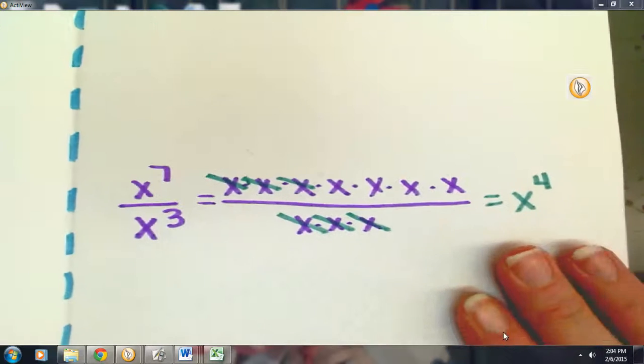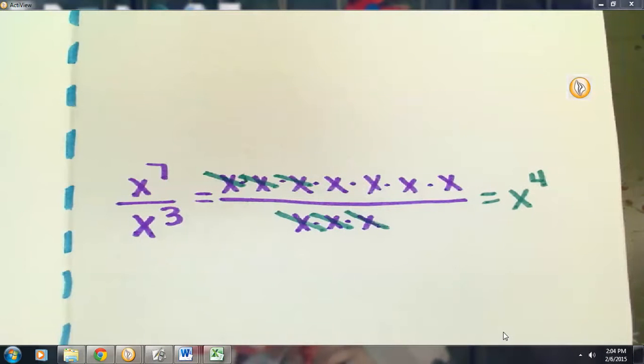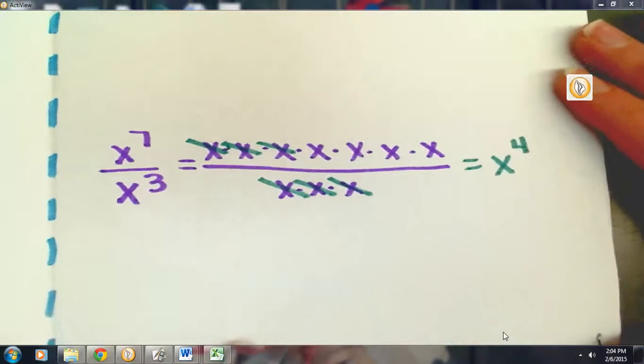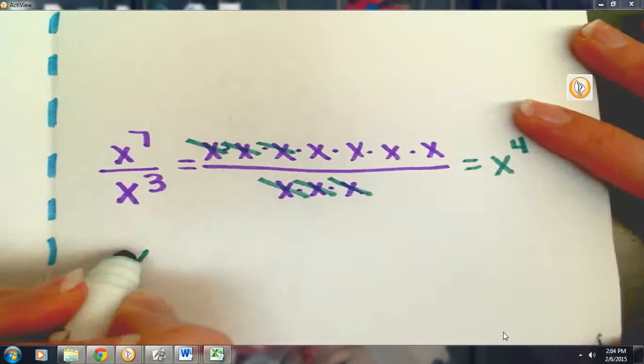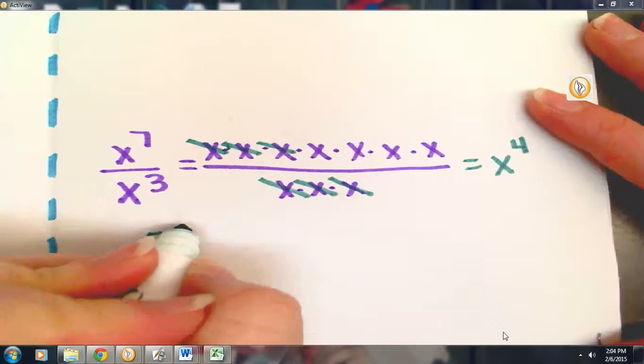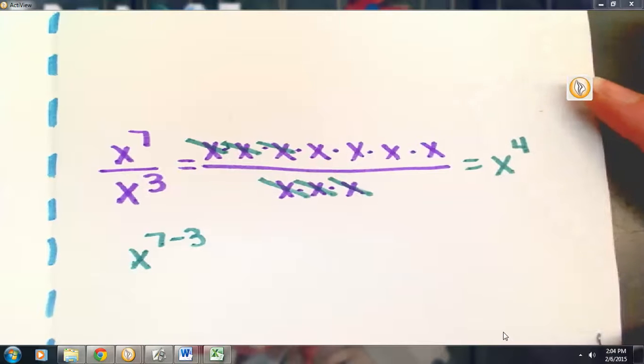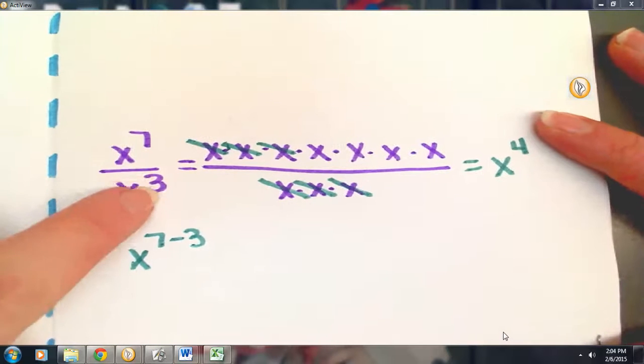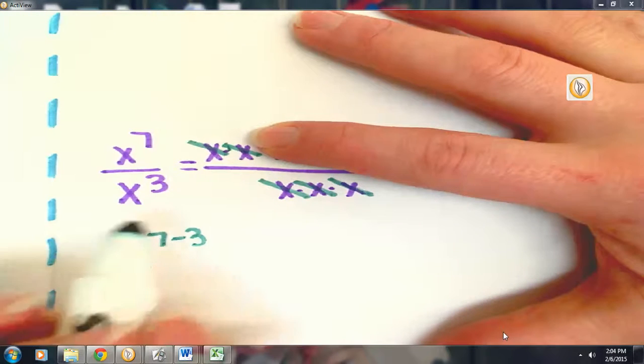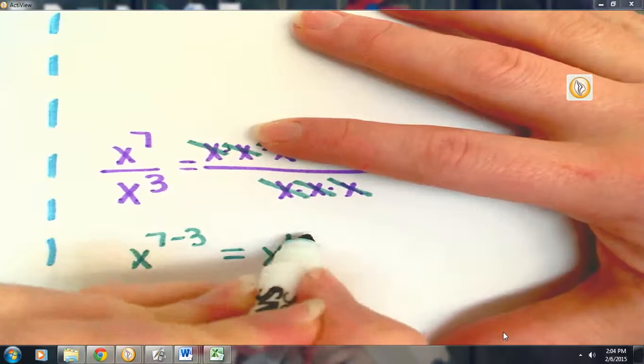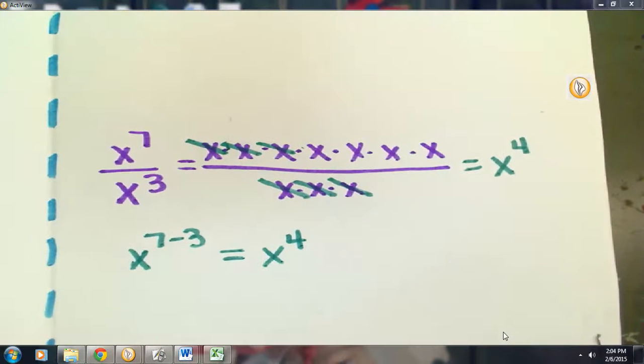What's my shortcut? You subtract the top from the bottom. Subtract the top exponent from the bottom exponent. I really took 7 minus 3. I took the top exponent of 7 minus the bottom exponent of 3. Equals x to the 4th power.